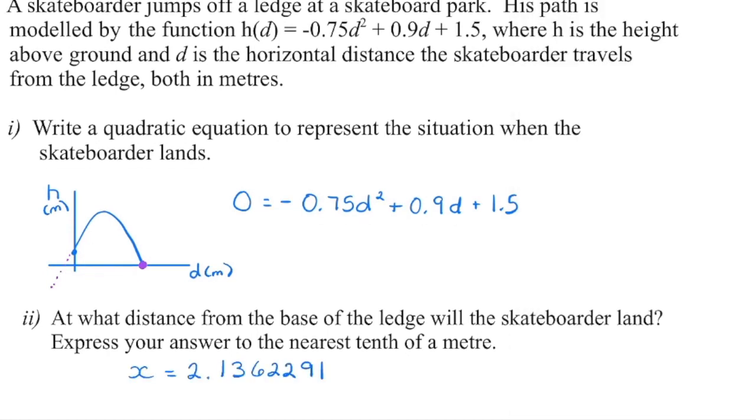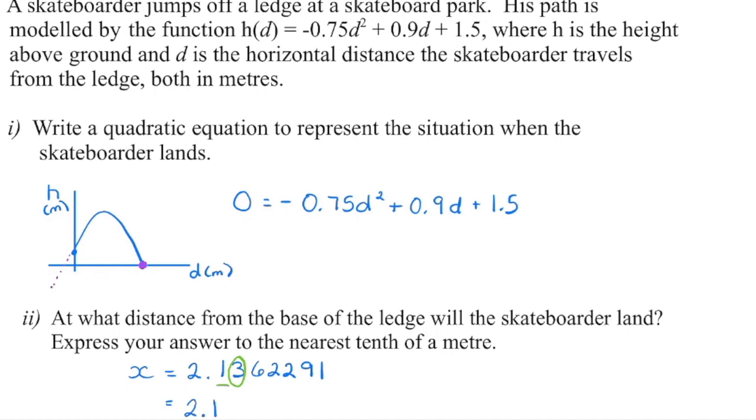The question wants us to round to the nearest 10th. So take a look at the number in the 10th place, and then take a look at the number that comes after. Because it is not 5 or higher, we don't need to change the value. We're just going to leave it as 2.1, and then go back and take a look at the units.